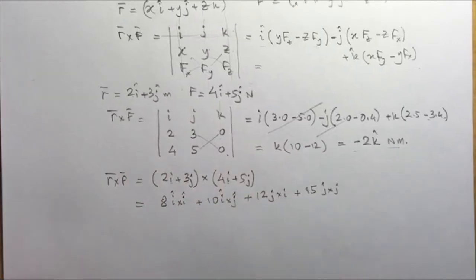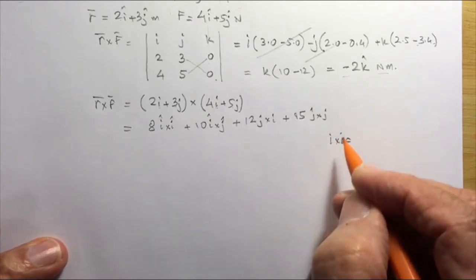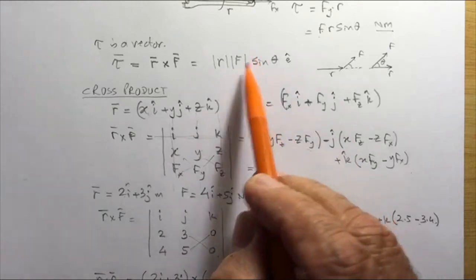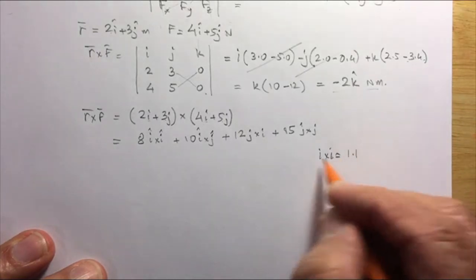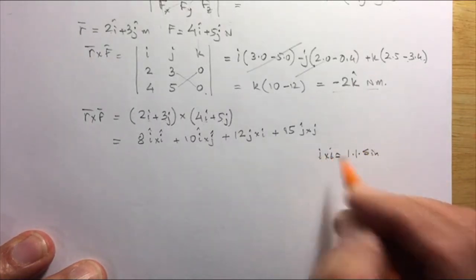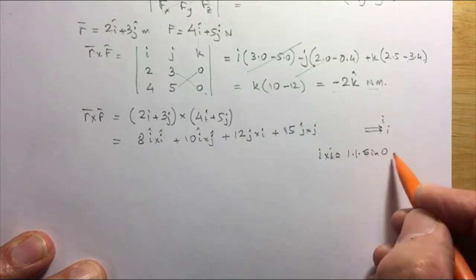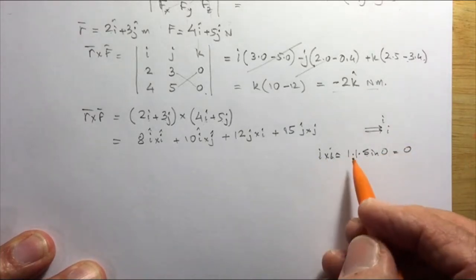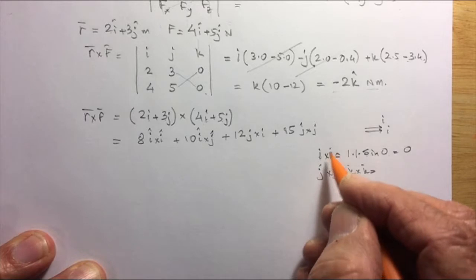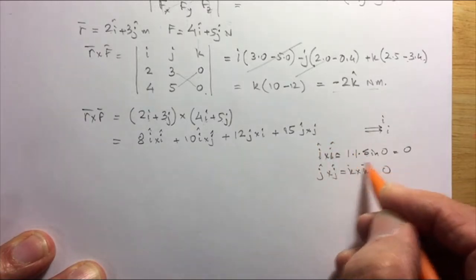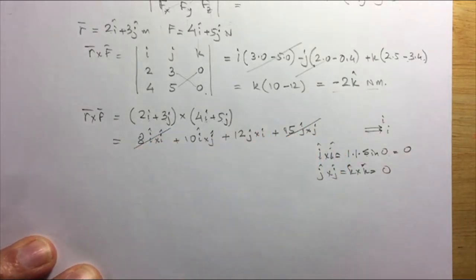Now, what is i cross i? So we do this on the side. We'll see that i cross i is what we have here. It's the magnitude of the first, magnitude of the second, and the sine of the angle between them. So it's going to be 1 times 1, the magnitudes of these two, and sine of the angle between them. So if this is i and this is i, the angle is 0, and sine 0 is 0. So i cross i is 0, and similarly j cross j and k cross k are all 0. Okay, so i cross i is 0 and j cross j is 0.